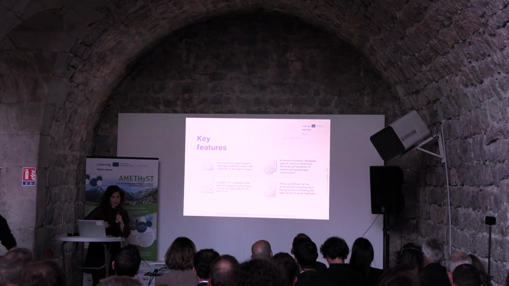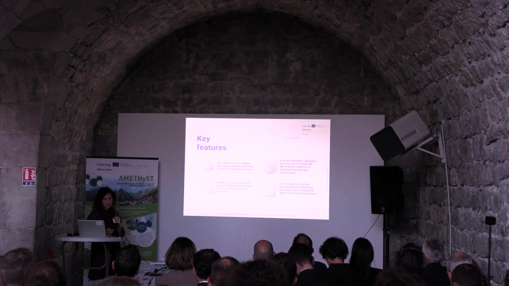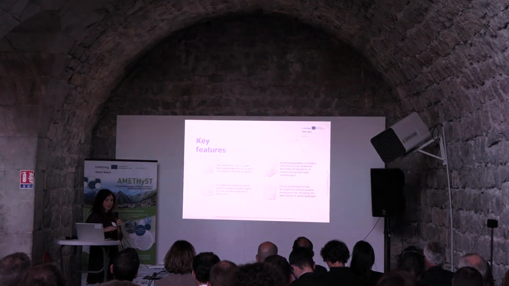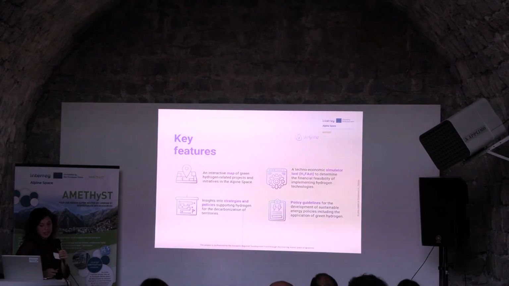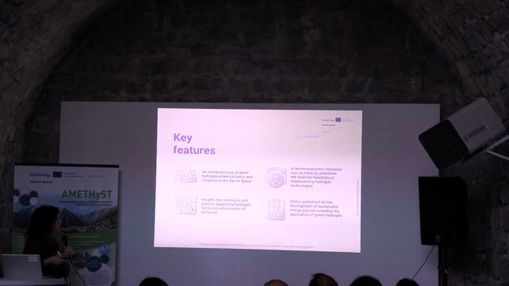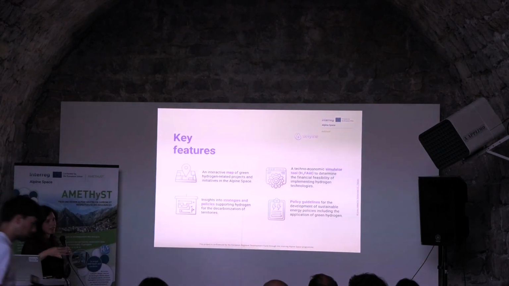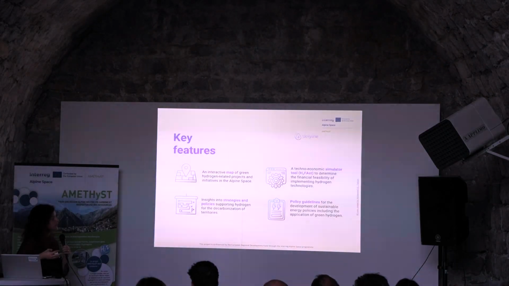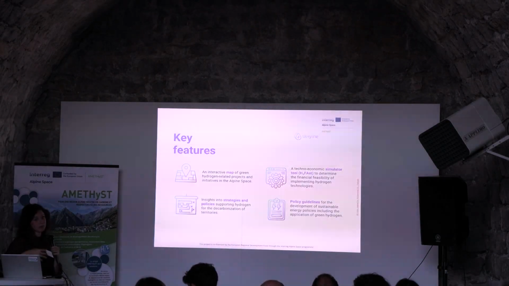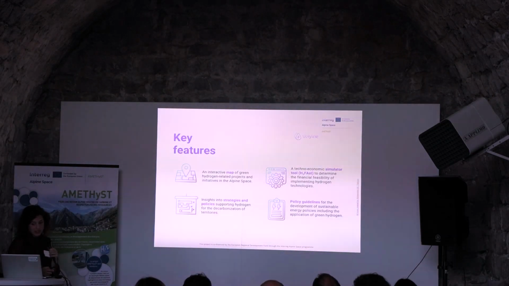So the key features of the platform. First of all, you will find an interactive map where we put all green hydrogen related projects that we could find in the Alpine Space. So all these projects are being mapped depending on their pilot or test beds, depending on if they applied either the production of hydrogen or the use of hydrogen. So you will find information about very specific hydrogen projects and initiatives that have been funded either locally or from European fundings.